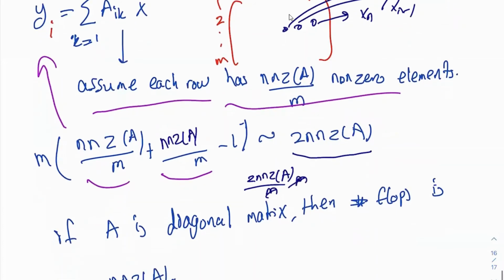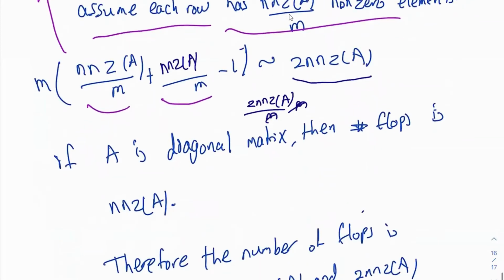Good, so that was a general case. Now, what if, let's say, A is diagonal? If A is diagonal, then the number of flops is nnz. The diagonal is a special case of the matrix we can have, right? Because if A is a zero matrix, then we have zero flops.